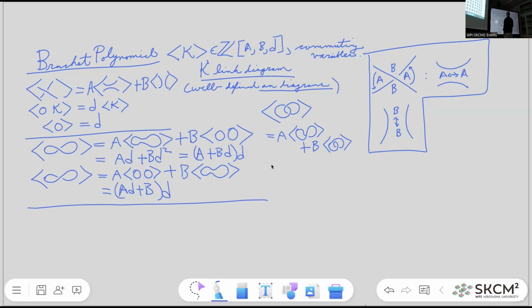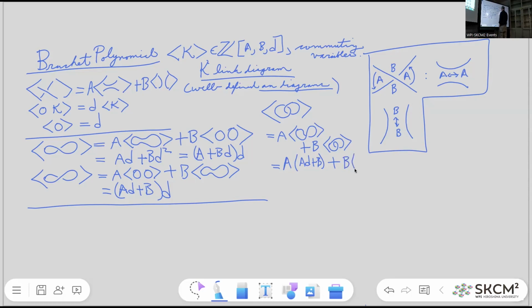And now this one, we already worked it out. It's this one here. So that's equal to A times A. Now let's see, the A smoothing gives AD plus B. And the other one, I'll put the D outside, plus B times.